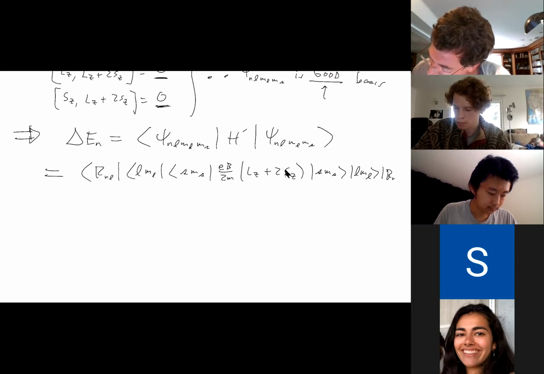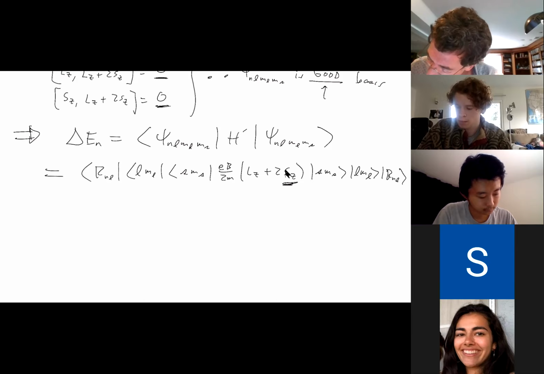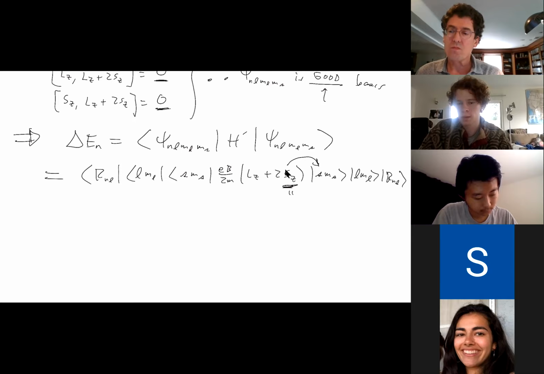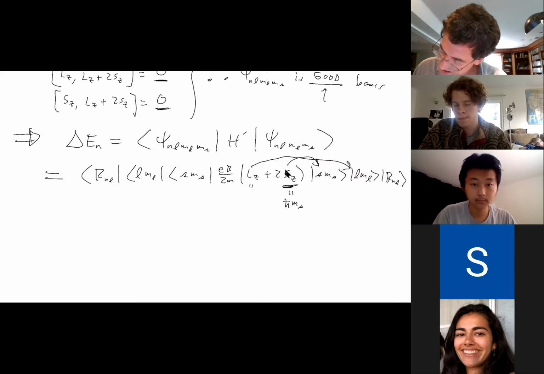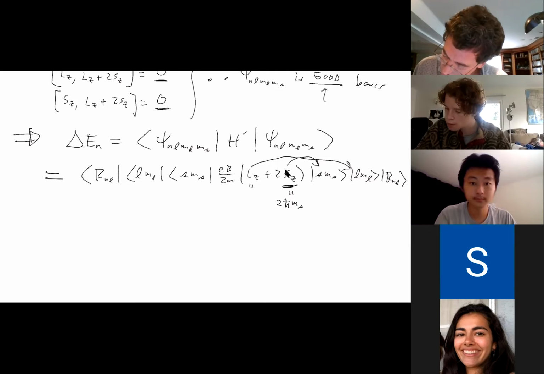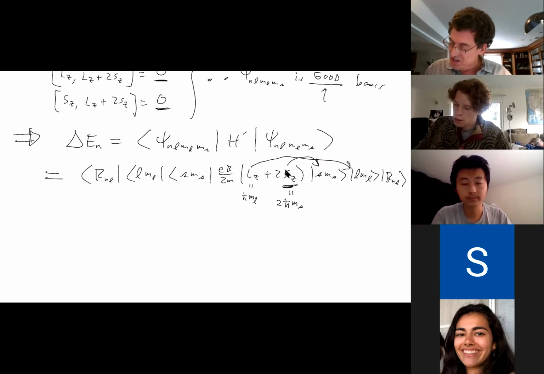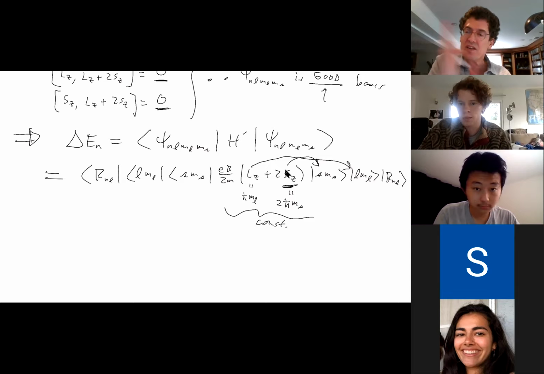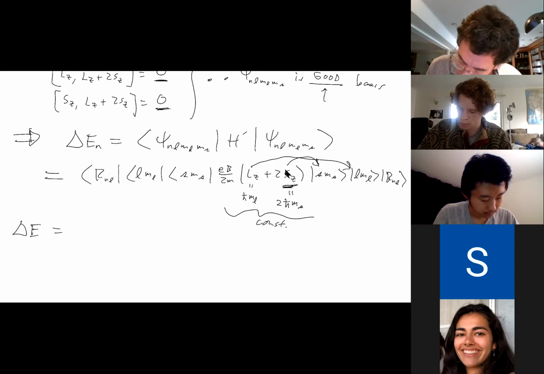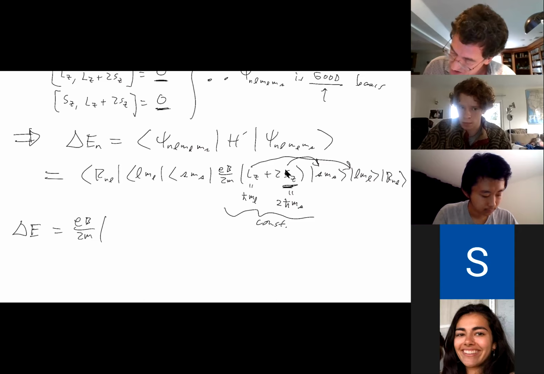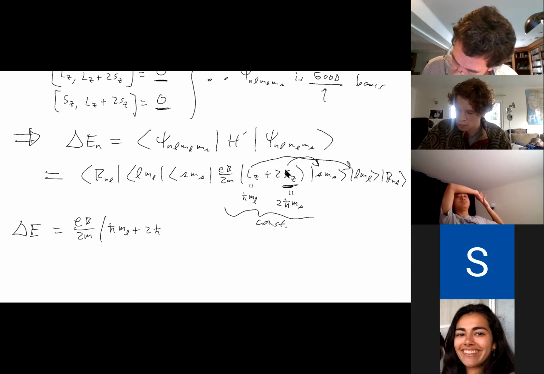This becomes really easy because when SZ hits this guy, what does SZ turn into? Somebody tell me. H bar M sub S. Exactly. And when LZ hits this guy, what does LZ turn into? H bar M sub L. Exactly. Now this stuff is all a constant, and I can pull it out into the front. Then all the bras and kets crash together and turn into a big fat one. And so I see that delta E is going to be equal to E B over 2M, where M is the mass, times H bar M sub L plus 2 H bar M sub S.